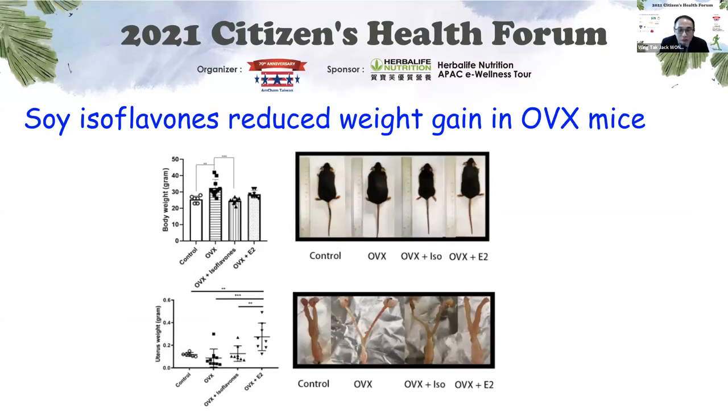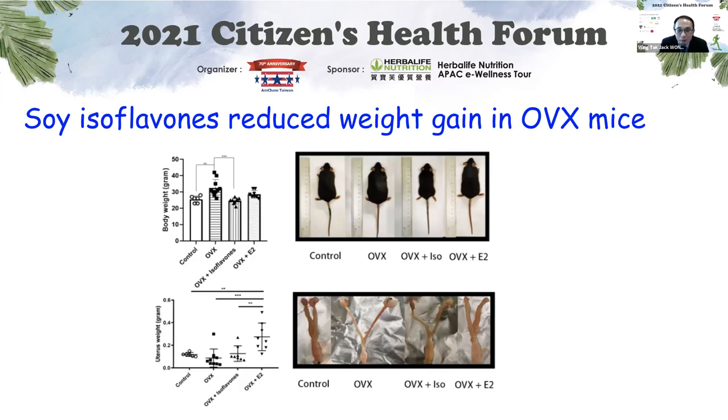As you may recall, menopause is a risk factor of metabolic syndrome, and metabolic syndrome is a major risk of CVD. We observed the phenotypic changes in OVX mice. You can see clearly that 8 weeks after surgery, as expected, the OVX mouse looks fatter than mice in other groups, while mice fed with soy isoflavones were slimmer.